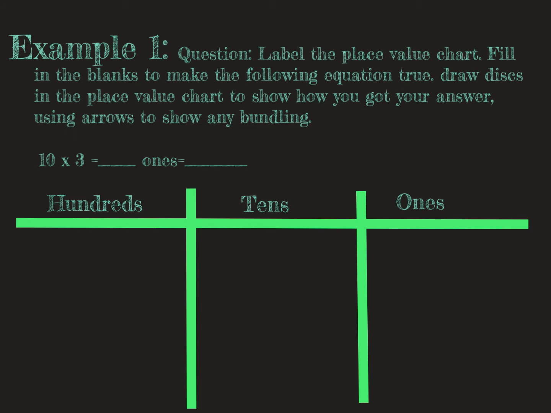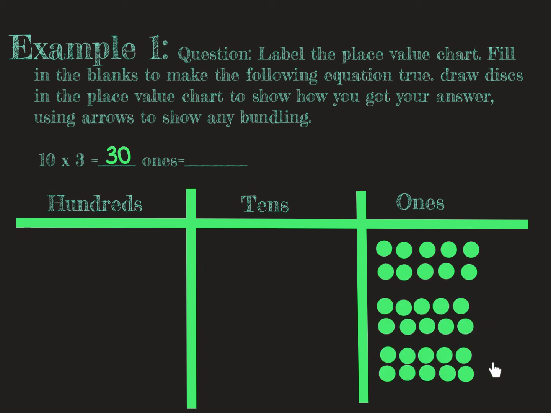Example 1. Label the place value chart. Fill in the blanks to make the following equations true. Draw discs in the place value chart to show how you got your answer, using arrows to show any bundling. In this example, we are using 10 times 3, which is equal to 30 ones. So we're going to put 30 ones right over here.